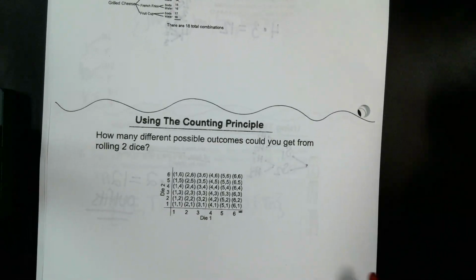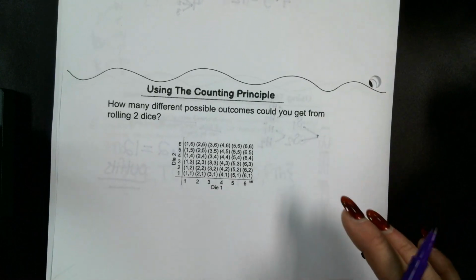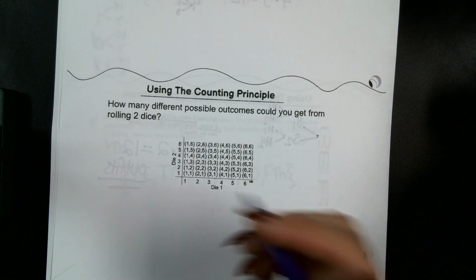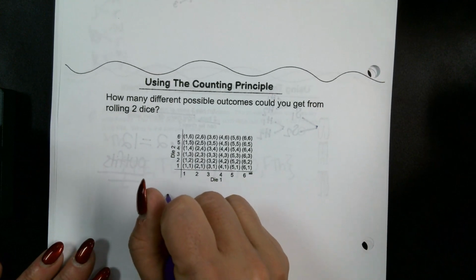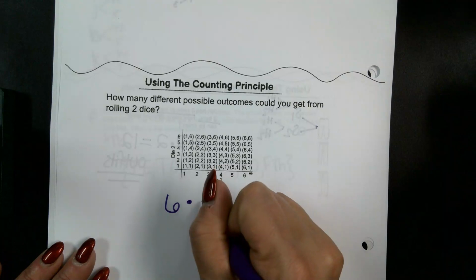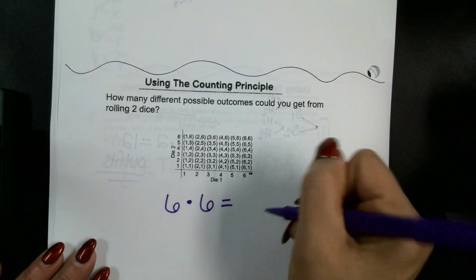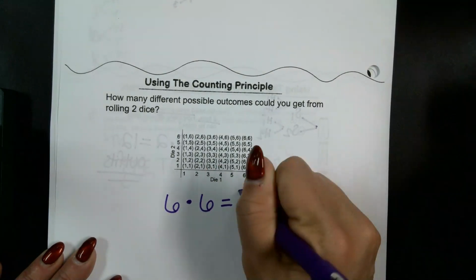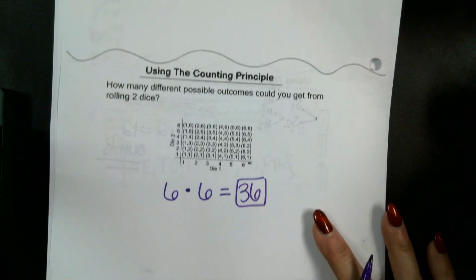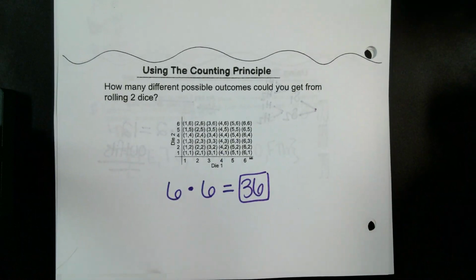And then what do you guys think about this bottom one? How many different possible outcomes could you have from rolling 2 dice? Well, your first die, how many options are there? 6. And then your second die? 6. And 6 times 6? 36 different things that you could get if you were to roll 2 dice.